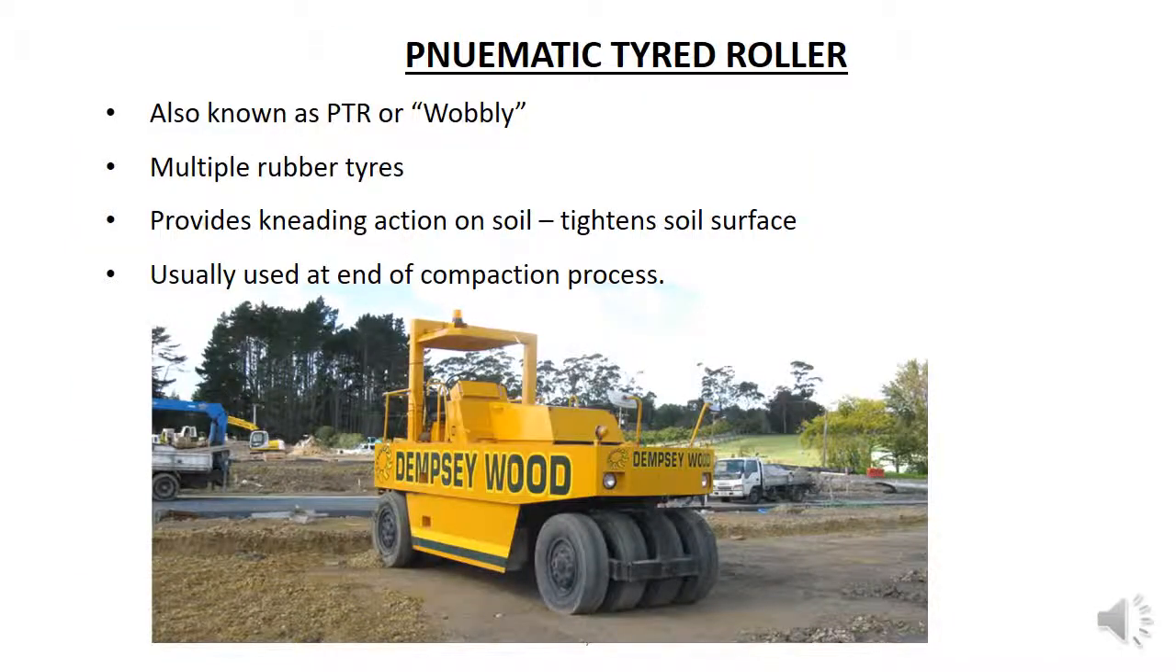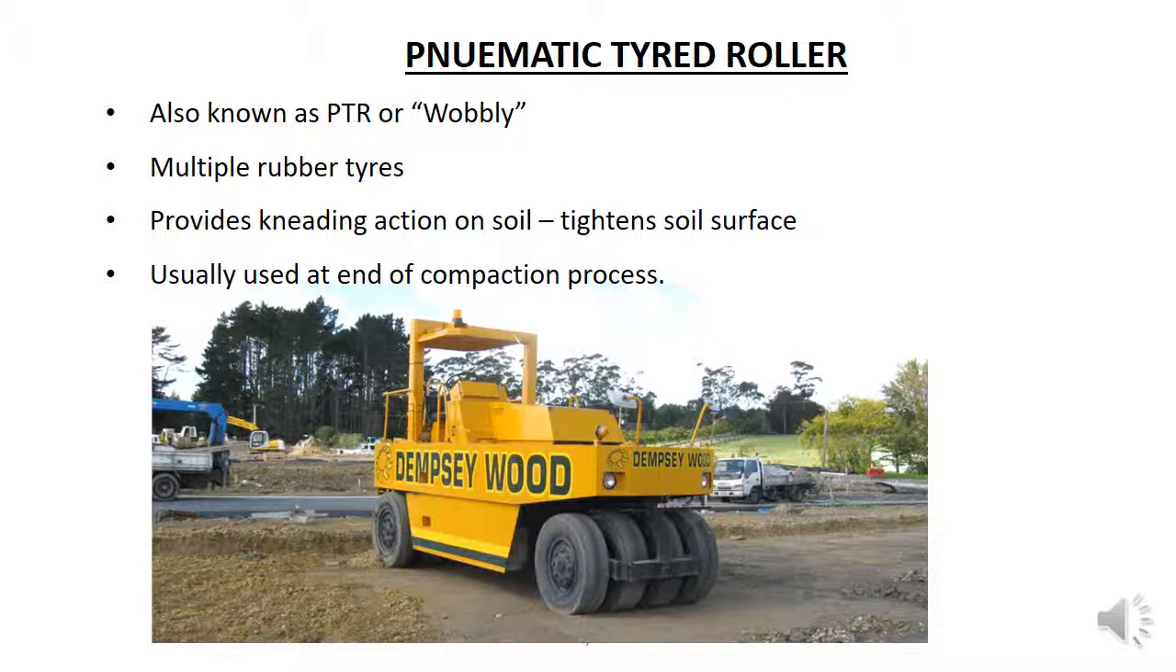A pneumatic tired roller, or PTR, has multiple tires on each axle. Tires are flexible and tend to knead the soil surface as the roller passes over. This action can tighten up the surface, enabling it to better resist loadings, especially horizontal loadings such as those from vehicles accelerating or braking on them. It also makes the surface of fine soils more impermeable, which prevents water entering and softening the soil mass.